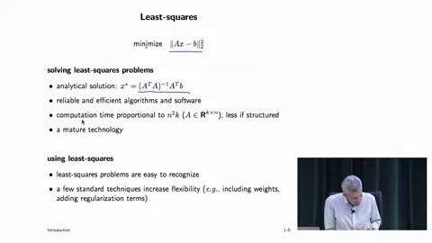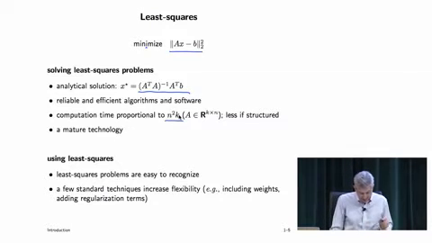Okay, and the computation time is proportional to n squared k. n is the size of x here, and k is the number of rows. So if this is a regression problem, you'd say that k is the number of examples or data measurements, and n is the number of features or regressors. And so the computation time is proportional to n squared k. That's if everything is dense. If A is sparse, it's a whole lot less than that, right?